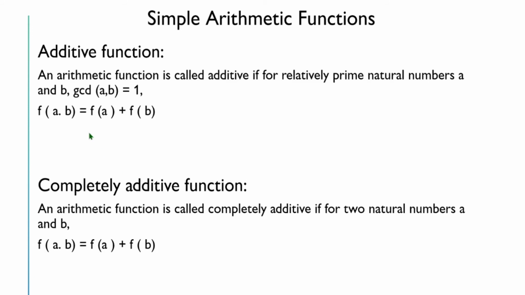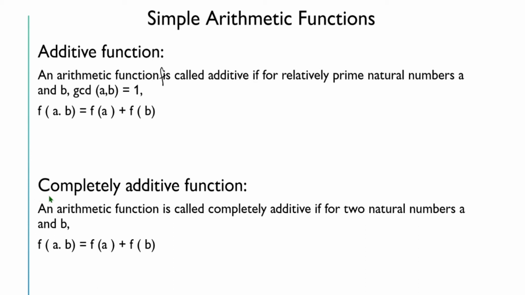So now we will see the definition. An arithmetic function is called additive if for relatively prime natural numbers a and b, GCD of a comma b is equal to 1, we have f of a into b is equal to f of a plus f of b. So an arithmetic function f is said to be an additive function if for relatively prime natural numbers a and b, whose greatest common divisor is 1, we have f of a into b is equal to f of a plus f of b.